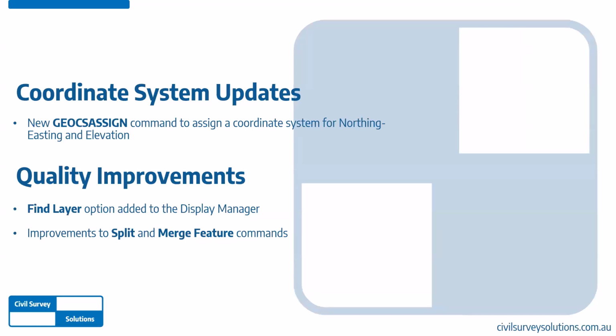Next is the changes to the GeoCS assign command. This one allows you to assign coordinate systems for northing, easting, and also elevation all in one form. And I'll show that again later when we do the Civil 3D section. There's been a couple more quality improvements, such as adding the find layer option to the display manager and some improvements to the split and merge feature commands. Plus, because Map 3D is built on AutoCAD, all of those previous things that I talked about in the AutoCAD section also apply to Map 3D.